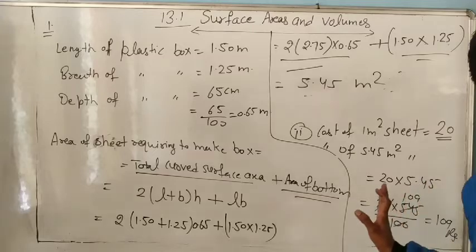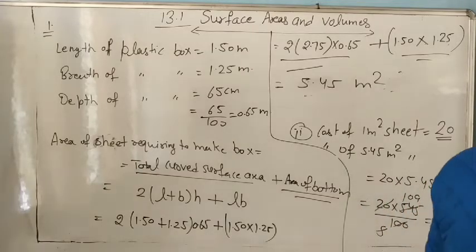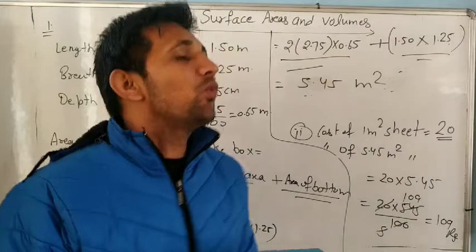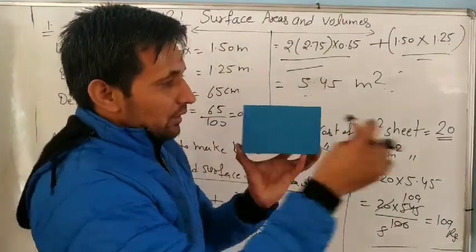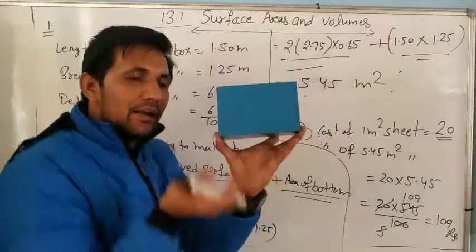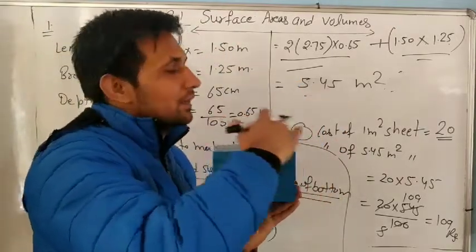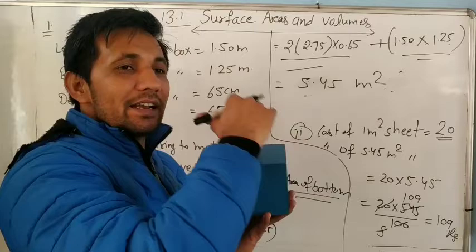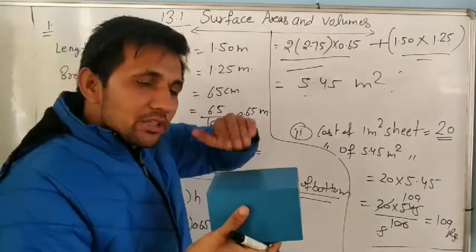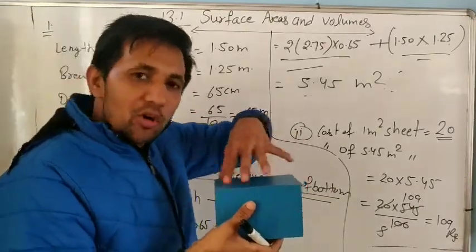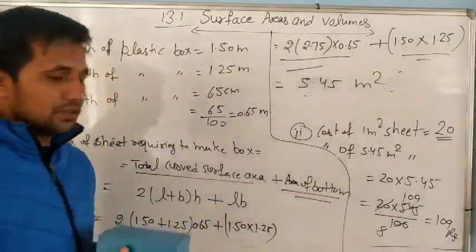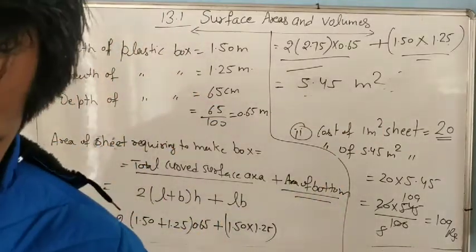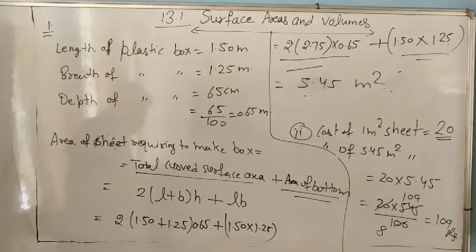Do you understand it? We only have to identify where sheet is used: at this one here, back side and bottom, because the box is open at the top. Therefore, at the top sheet is not used. Understand? Next, question number 2.